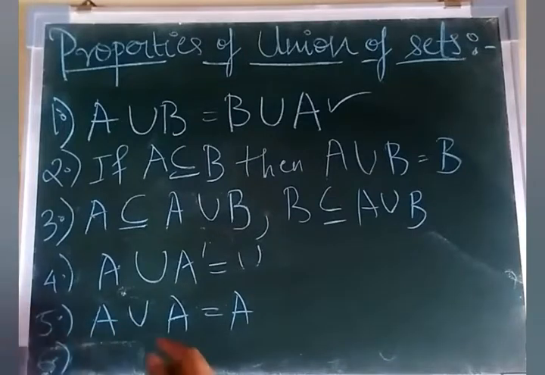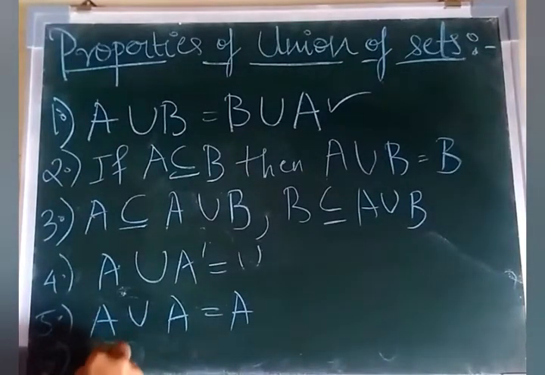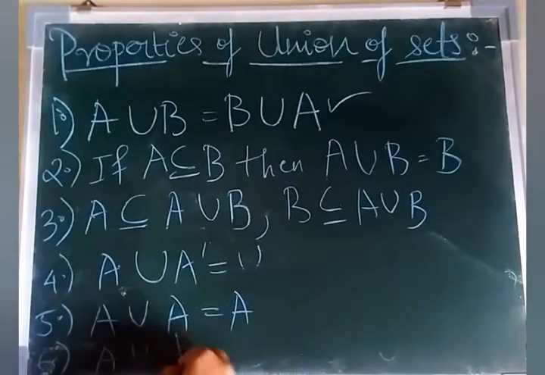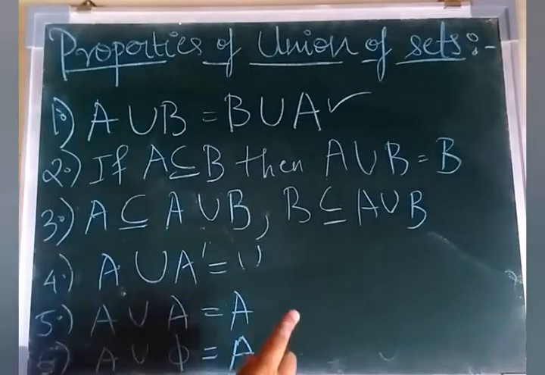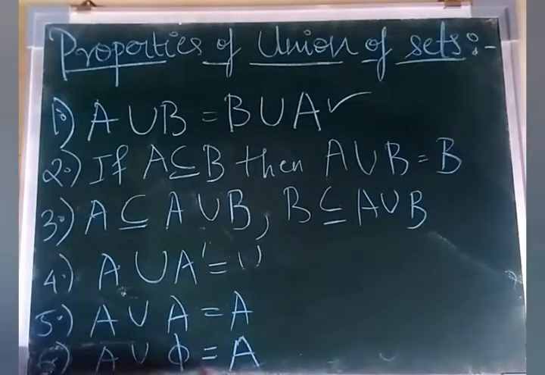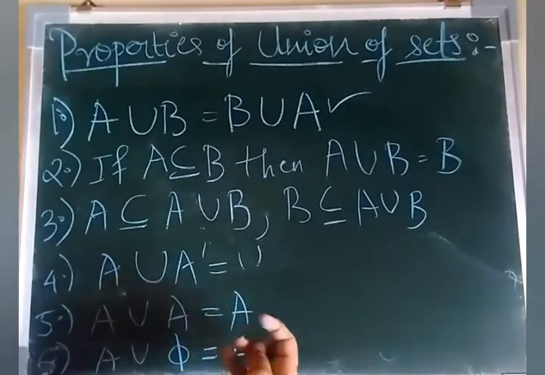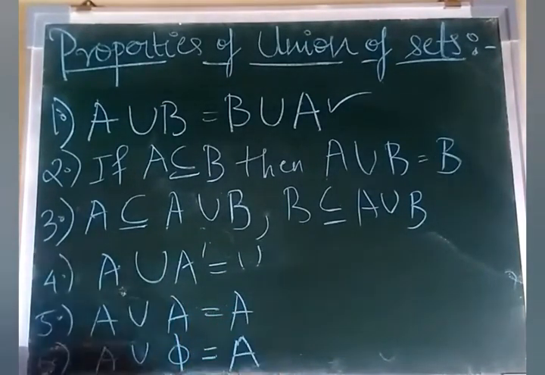And the sixth property says, if I take the union of any set with the null set, again I will end up with A. Since the null set does not have any element, in the union I have to just write the elements of A, and in the null set nothing is there. So again I will end up with the set A itself. Okay, so these are the 6 properties that we are supposed to know, and these are just simple outcomes of the definition.